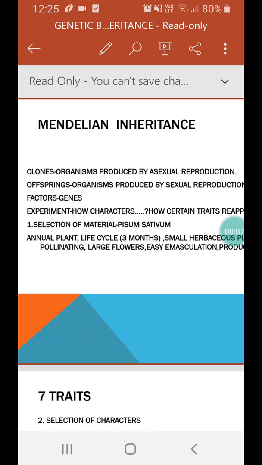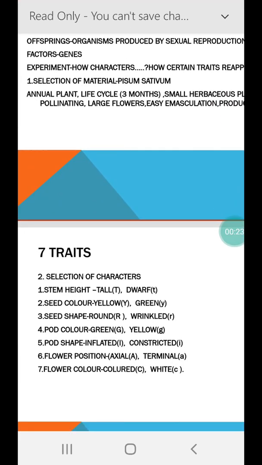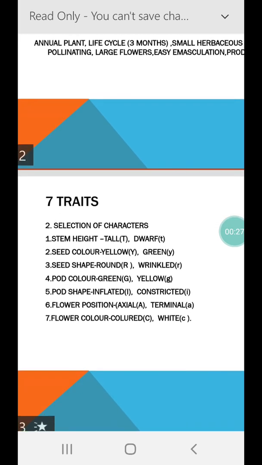Today we'll start with the second video of chapter 3, that is heredity and variation. In the first video we have seen Mendelian inheritance, what are clones, what are genes, that is the factors, and which characteristics were chosen from the pea plants, that is the traits.